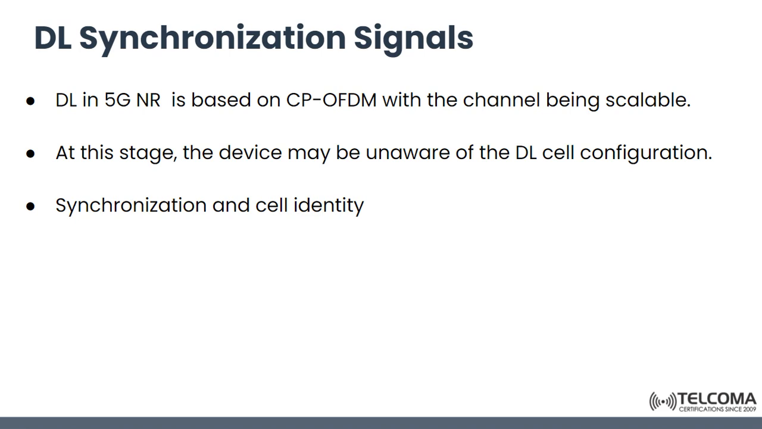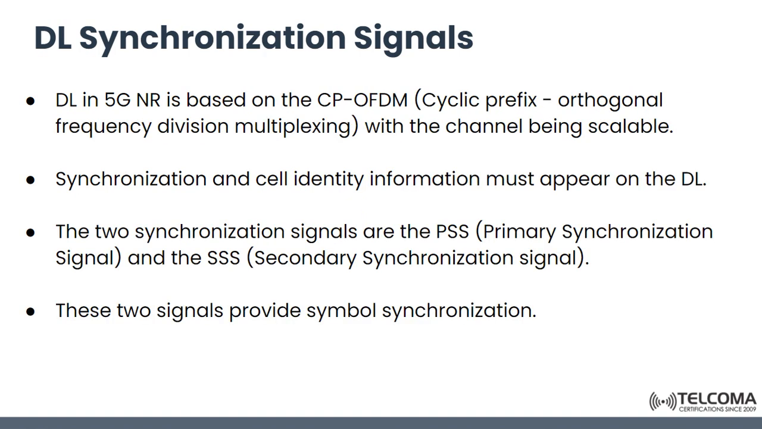Downlink in the 5G new radio is based on cyclic prefix OFDM, and the channel is scalable in nature. At this stage, the device may be unaware of the cell configuration, so synchronization and cell identity information must be available on the downlink, because the user equipment is getting these signals. So in the downlink direction, the UE is able to catch the signal.